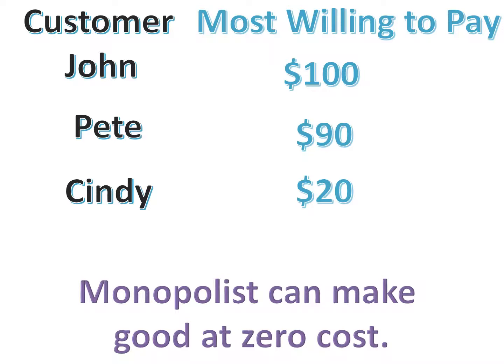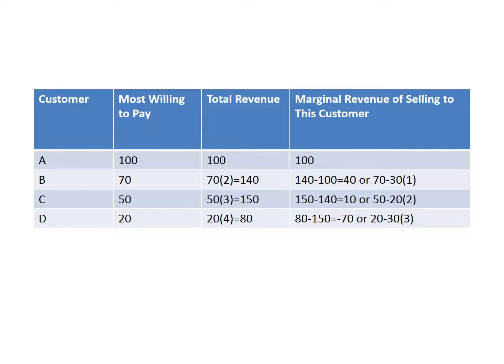Now I want to introduce you to the idea of marginal revenue. Marginal revenue is how much extra money you get from selling to 1 more customer. If you recall, marginal cost is how much extra cost you have to incur if you produce 1 more product. So marginal revenue is how much extra revenue you take in if you make 1 extra product or 1 more product than you were before. So let's take this simple example where there are 4 customers. The first is willing to pay $100, the second $70, the third $50, and the fourth $20.